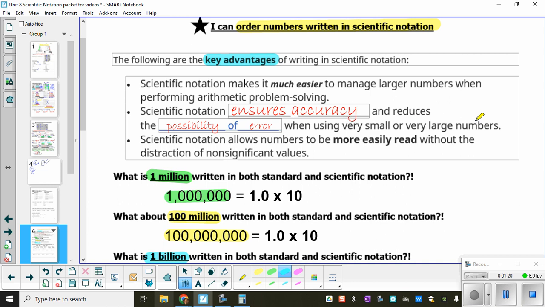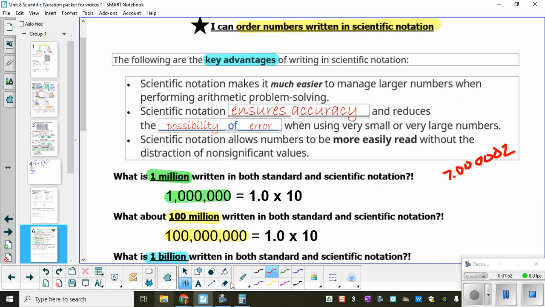large numbers. And lastly, we can see here that scientific notation simply allows numbers to be read more easily without the distraction of non-significant values. And what we mean by that is, back on one of the pages there was something like 7.0000000000002. This stuff right here is kind of considered non-significant. This number right here is basically a 7. And that's what we mean by a non-significant value. That number is mostly a 7.